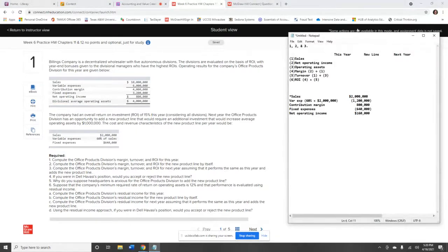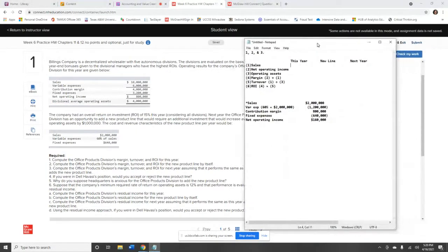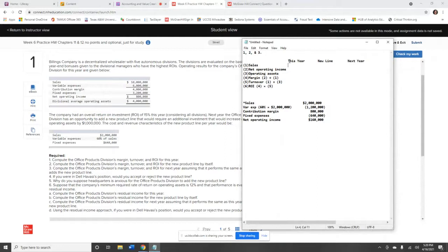I've got a little notepad set up here to help me do that. We're going to do a column for this year, a column for just the new line, our $1 million machine that we're going to use to make something new, and then next year, where I'm adding these two together. All right, so for sales this year, we know it's 10 million.